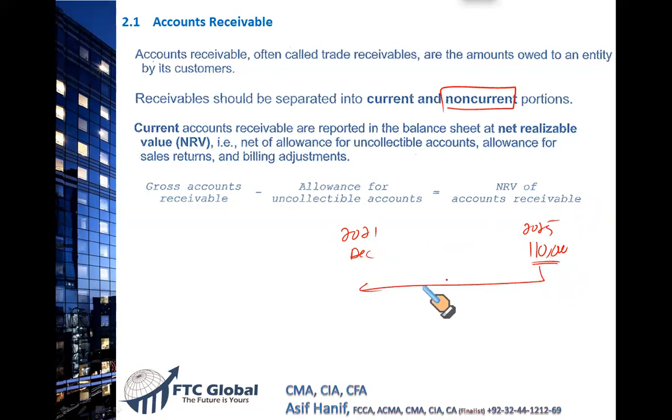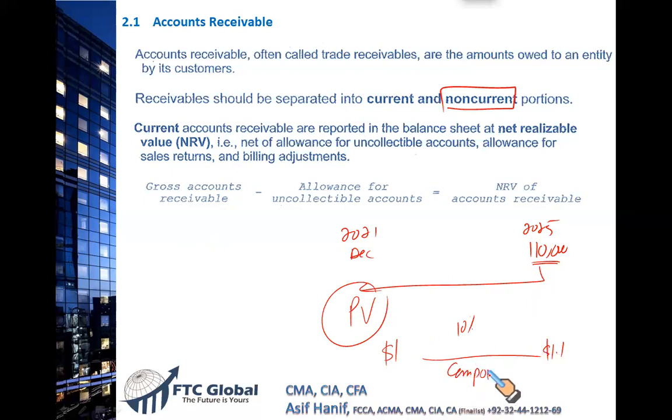I will report this 2025 amount at its present value. There is a specific mathematical process we call discounting. We will report this 110 in its present term. I hope you know money grows into the future. If you deposit $1 in the bank at 10% rate, it will become $1.1 after 1 year. So money grows into the future. This is called compounding. You will discuss this inshallah in your ECMA part 2.